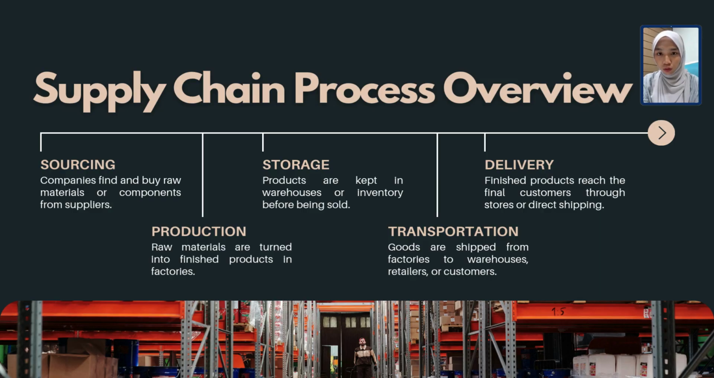Then we go to storage, storing inventory safely in a warehouse before being sold. Next is transportation, shipping goods smoothly from factory to regional hub and retailer. And lastly is delivery, where the finished product reaches the final customer through store and direct shipping. Okay, by optimizing every step from source to delivery, we protect our margin and consistently exceed expectations.